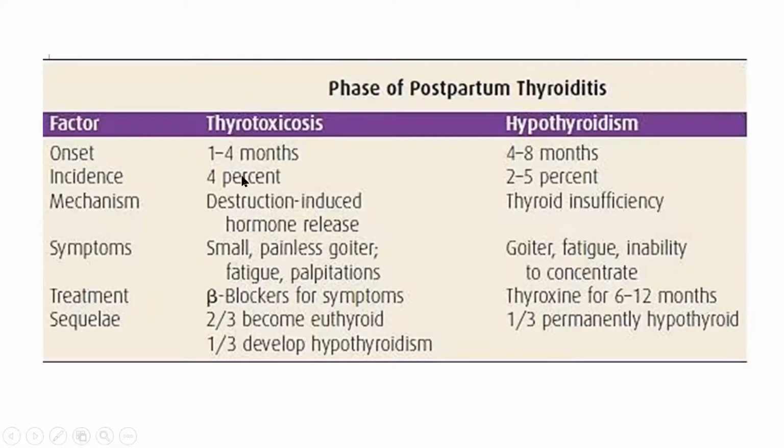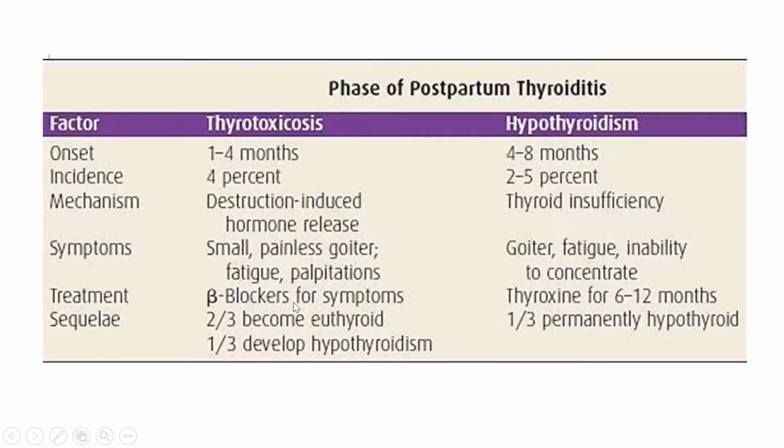The thyrotoxic phase is very common as compared to hypothyroid. So there is a 4% incidence, and the mechanism is disruption-induced hormone release. Thereafter, when the hormone is all drained out, the patient becomes thyroid insufficient and they will go on to a phase of hypothyroidism. Symptoms are similar to any other hyperthyroidism, and in case of hypothyroidism, there can be a goiter and fatigue, inability to concentrate.